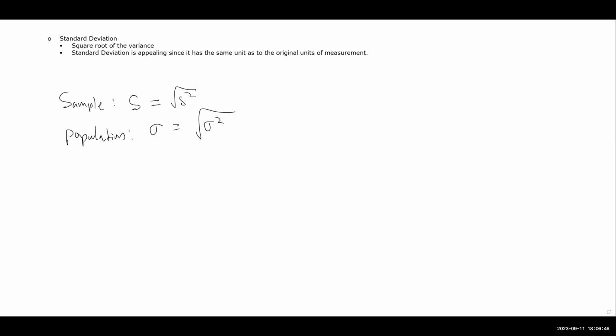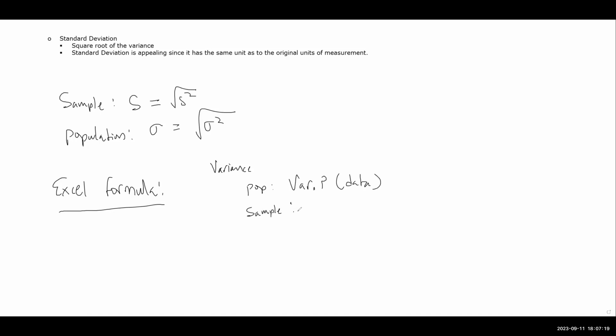So from here, let me give you the formulas, and then we'll go to Excel. So the variance, and then we have population. This is VAR.P, and then you put data in. For the sample, it's just VAR.S, and you put data in. Most of the time, we're going to use the sample.